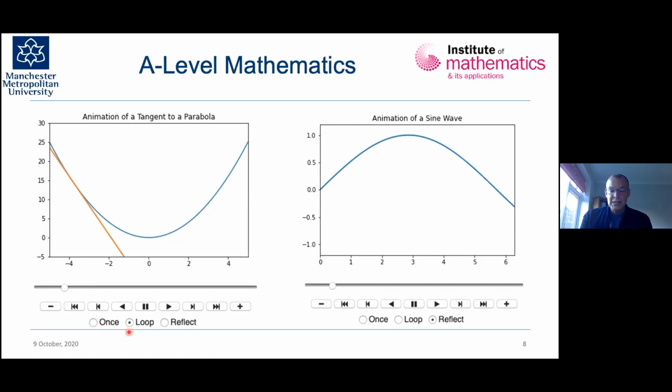So in the first case, on the left, we are just going to loop the animation. This is how the tangent moves around the parabola as x goes from -4 to 4. And then we loop again. So here is the animation of the tangent as x goes from -4 to 4. You can see the tangent goes from negative gradient, to 0 gradient, to positive gradient.